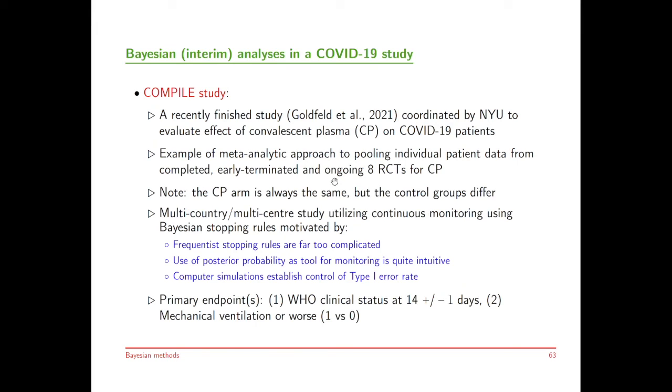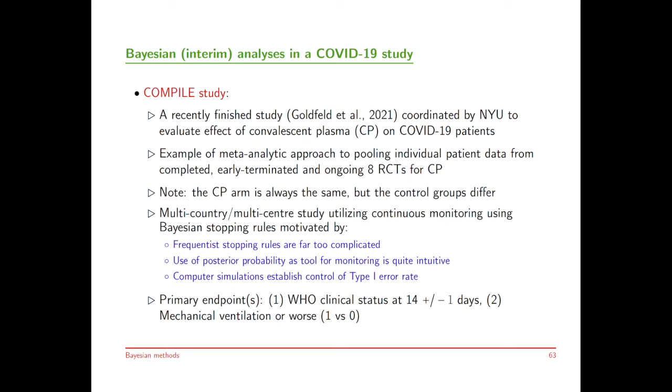Let us look at the COMPILE study as an example where the Bayesian approach was used for checking the results at interim. This is a recently finished study in 2021 coordinated by New York University to evaluate the effect of convalescent plasma on COVID-19 patients. And this is an example of a meta-analytic approach.